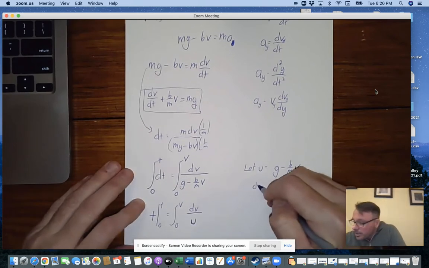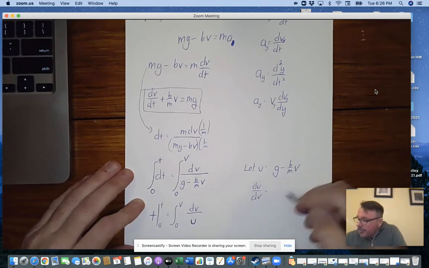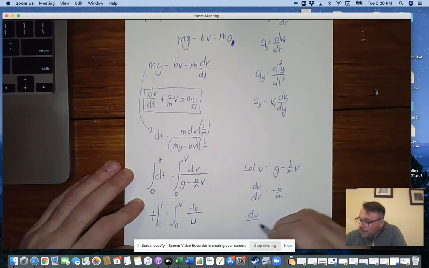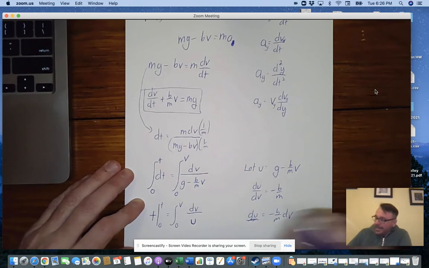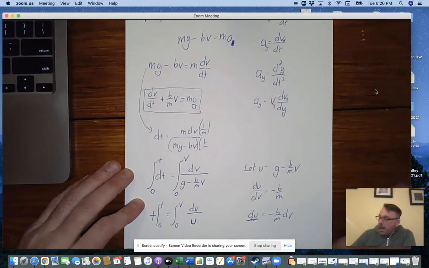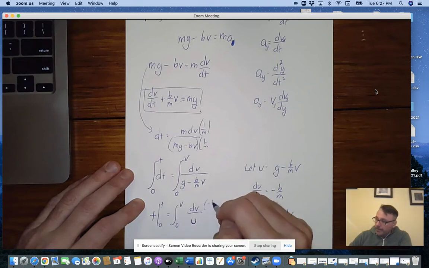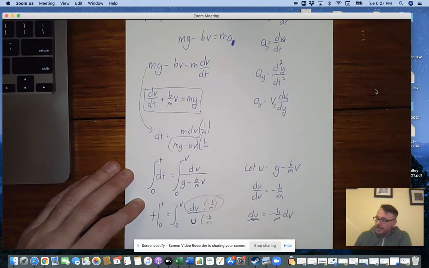So we're going to go du/dv is equal to, well, that first term goes to 0, and this is just negative b over m. So du equals negative b over m dv. It's easy to find. Technically I have to do negative b over m, negative b over m, and there is my du.